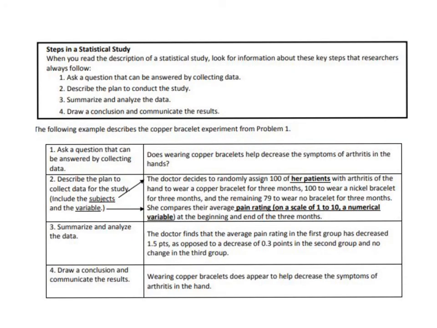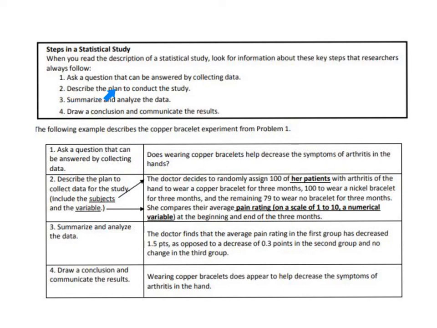Okay. This slide basically just shows you the 4 steps in a statistical study. So all of those experiments or observational studies, the questions that we give you, you're basically just going to take them and reword them into these 4 steps. So you're going to basically ask a question that can be answered by collecting data. Like, for example, the one about wearing copper bracelets, all they did was rephrase basically the first sentence. Does wearing copper bracelets help decrease your symptoms of arthritis in your hands?